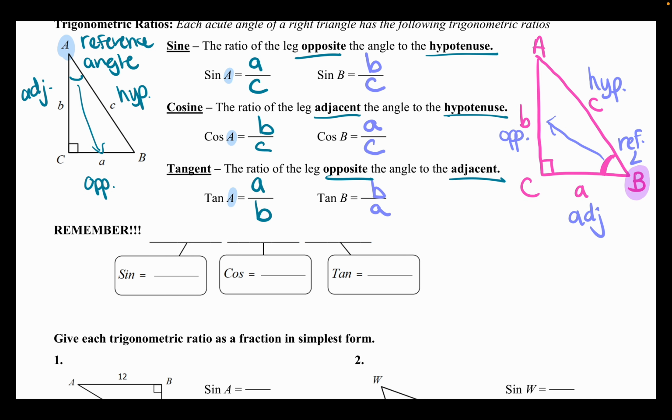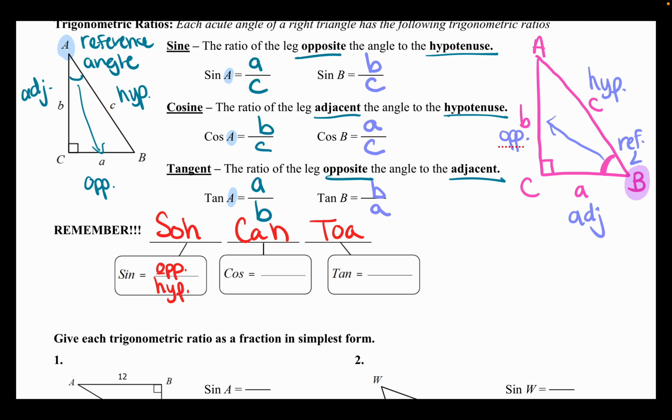Now remember, we have this little shortcut. Some of you have even pointed it out, it's on the front of your notes. The shortcut is SOHCAHTOA. It helps you remember this pattern. Sine is opposite over hypotenuse, SOH, see how it matches?